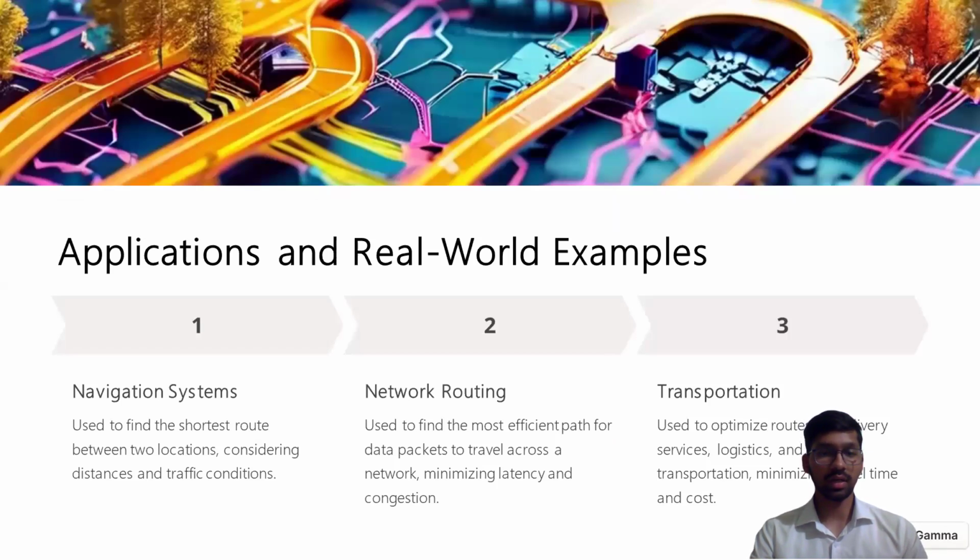Applications are navigation systems, network routing, transportation. The best real world example is Google Maps, in which we find the shortest distance between two locations. Then Dijkstra's algorithm also works with the help of a greedy algorithm. Then it is a very good algorithm for finding the shortest distance between two points or locations. That's all about Dijkstra's algorithm.